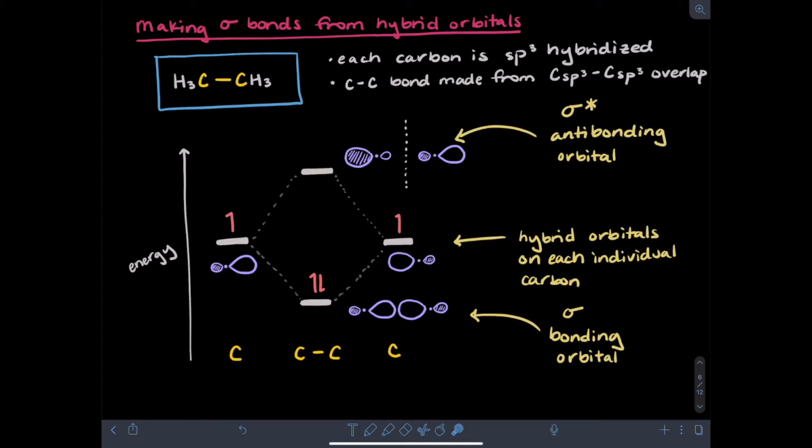To formally identify all of my orbitals, what I started out with were hybrid orbitals on each of my individual carbons. My lower energy orbital is a sigma bonding molecular orbital, and my higher energy molecular orbital is a sigma star antibonding one. In my diagram, this sigma bonding orbital is the highest occupied one that's filled, or my HOMO, and the sigma star antibonding orbital is my LUMO, or the lowest energy one with no electrons in it.